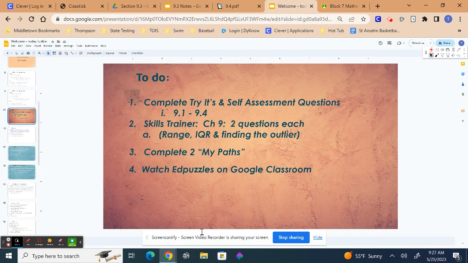Okay, so this is what you're doing. You're gonna complete your triads and self-assessment questions. Then I want you to go to Skills Trainer. Everyone knows where to go. Click on Chapter 9. There's a section of 9-4. There's 3 categories. One is range. One is the IQR, which stands for what? Interquartile range. And another one is finding the outlier.